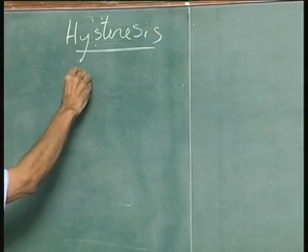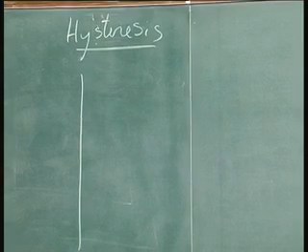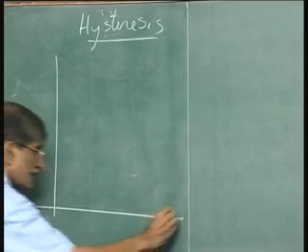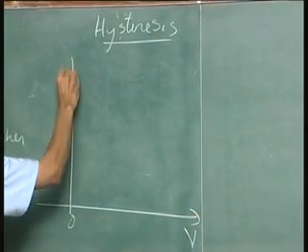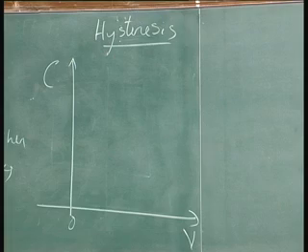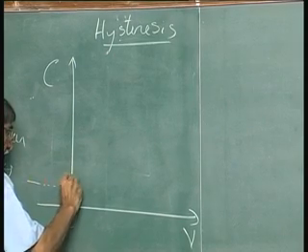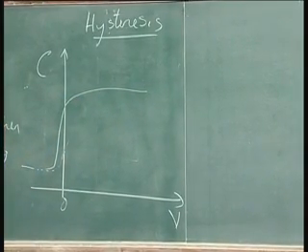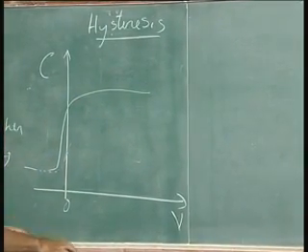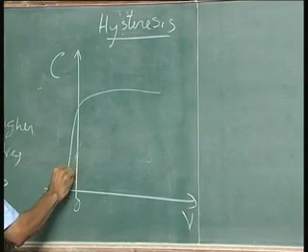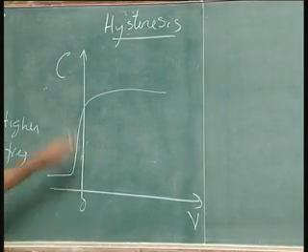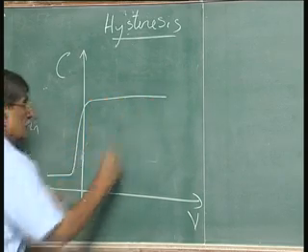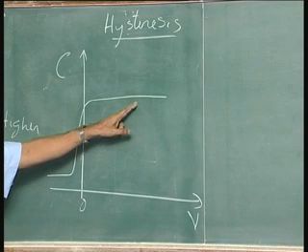I will show it at one frequency. I will show capacitance versus voltage. You expect it to be like this. You will take the low frequency one. You expect it to be flat. Now, what happens is, you go in one direction. So, for example, if I go up like this, at this point you get a certain capacitance.